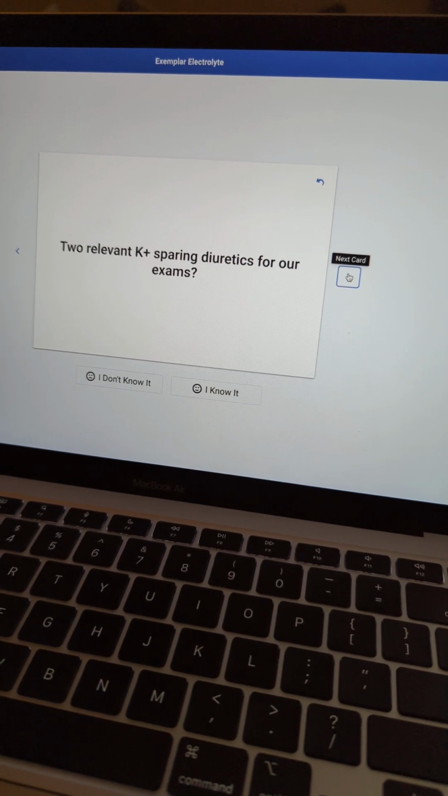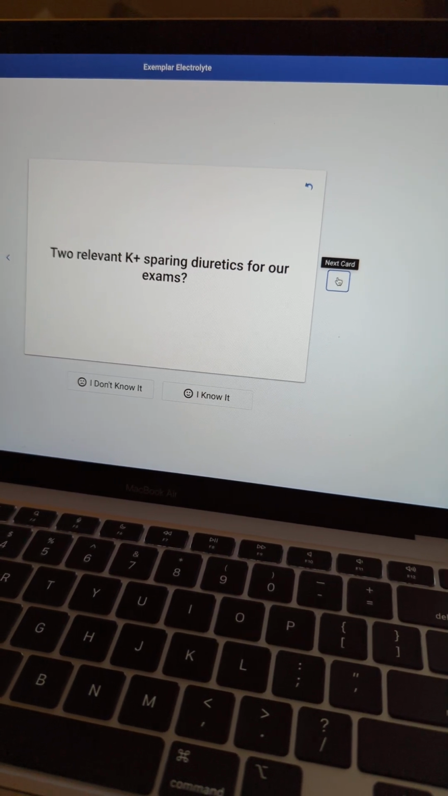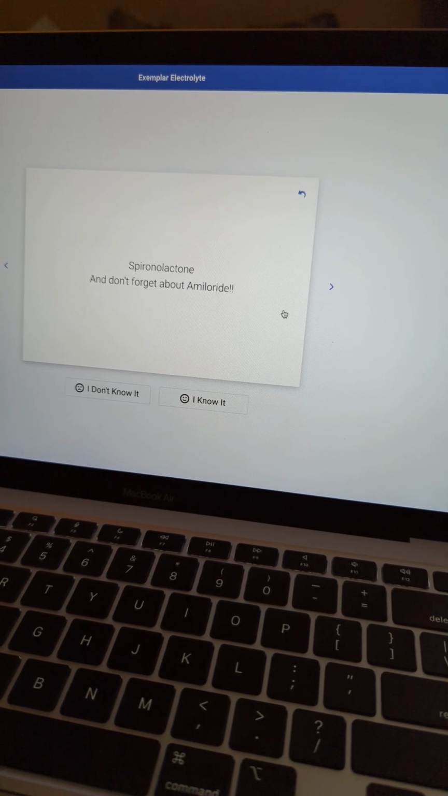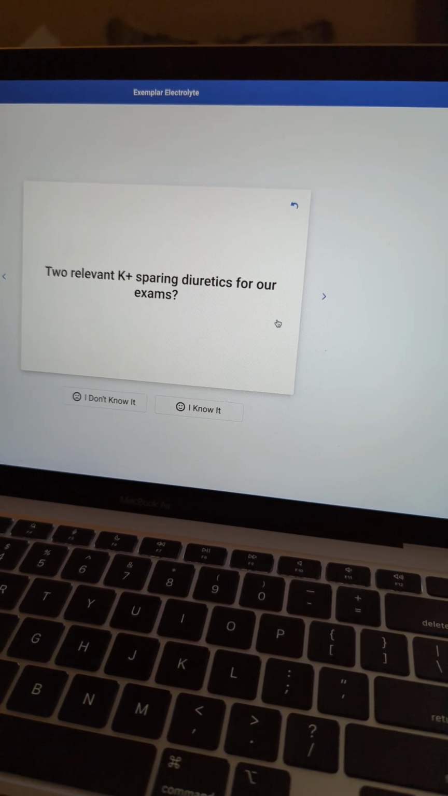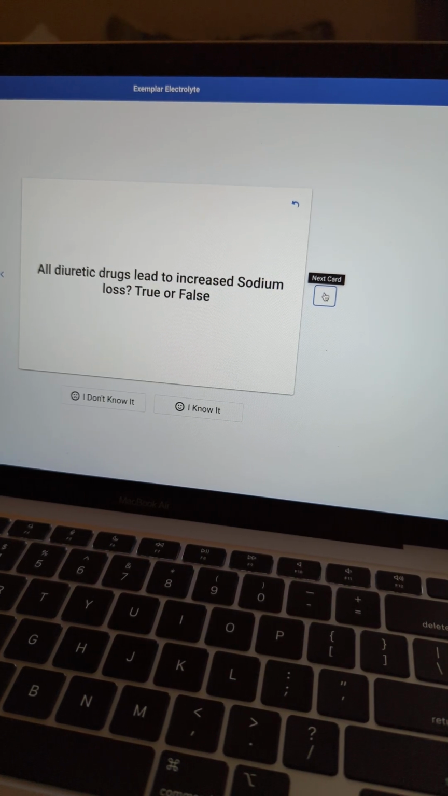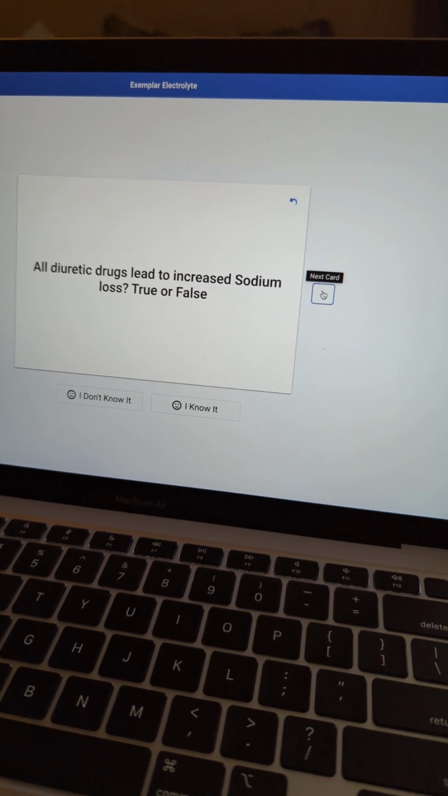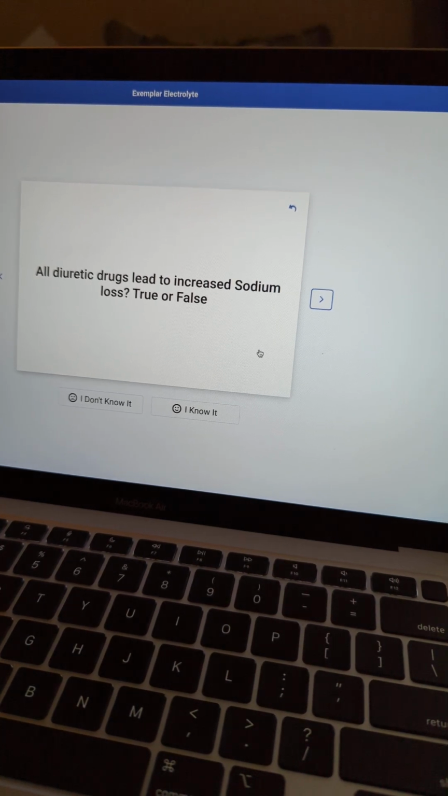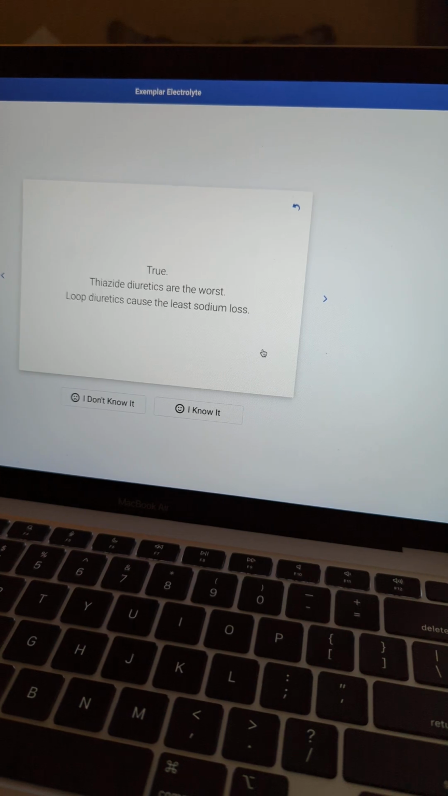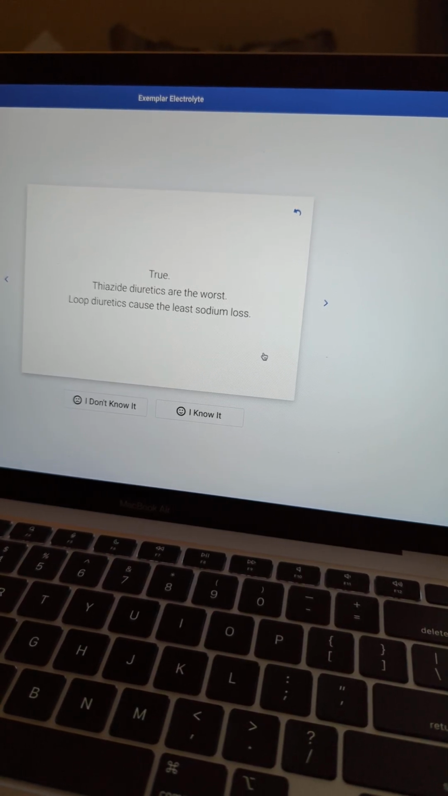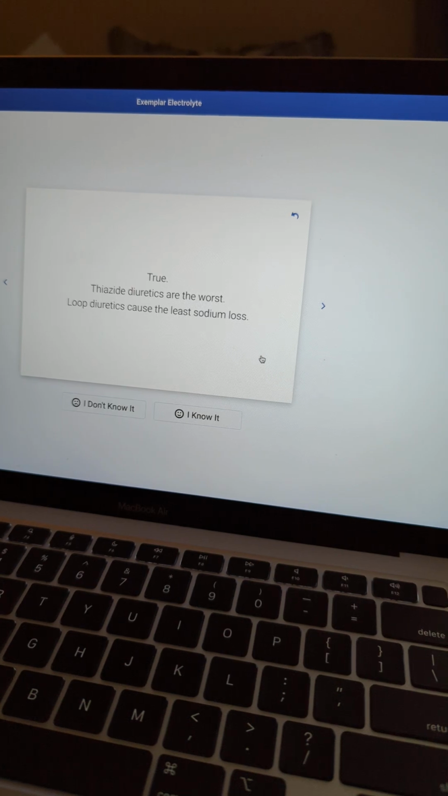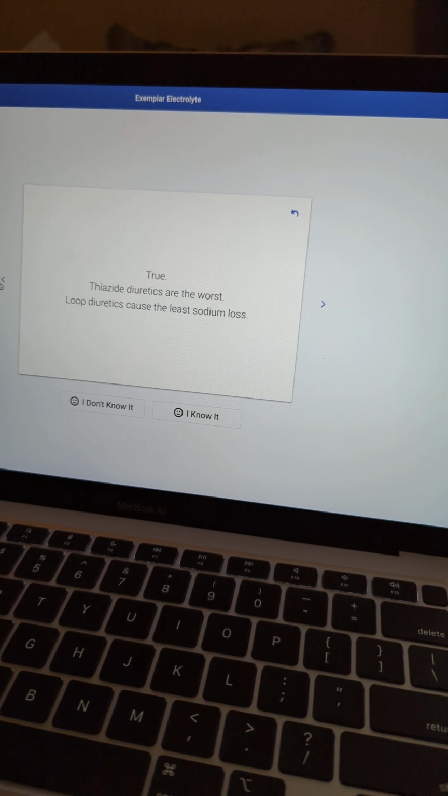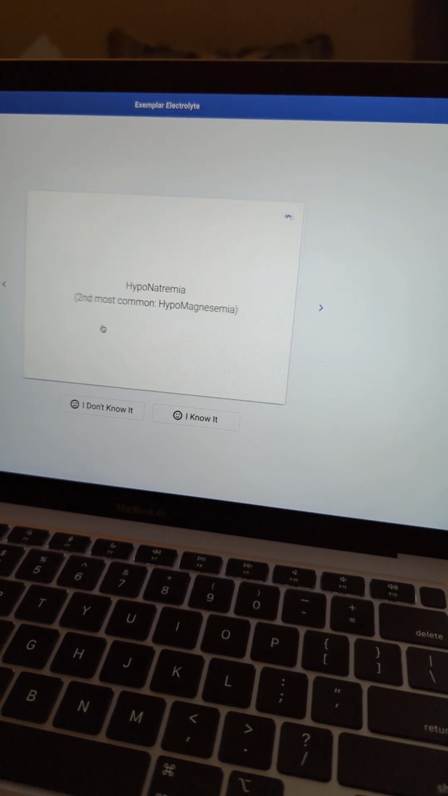Two relevant potassium sparing diuretics for our exams: of course, spironolactone, but also amiloride. All diuretic drugs lead to an increase in sodium excretion. True or false? That would be true. Thiazide diuretics are the worst about that, and loop diuretics are the best about that, but they all lead to increased sodium loss, which ties back to this one.